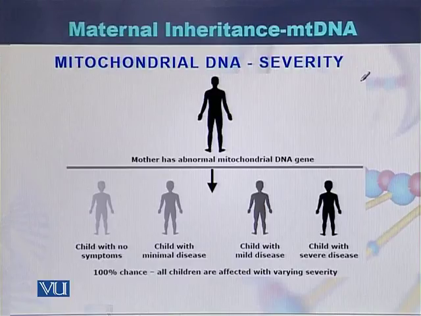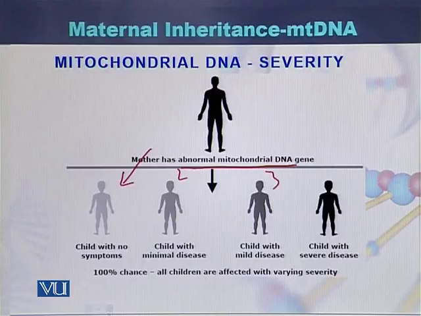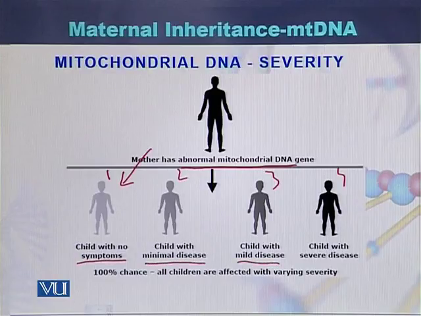Here we can see the difference in severity due to the mitochondria. This mother has an abnormal mitochondria. There is a mutation on the mitochondria, and she has 4 children: children 1, 2, 3 and 4. If we compare them, there is a child with no symptoms, a child with minimum disease, a child with mild disease, and a child with severe disease. So it depends on the copies of the mitochondria.